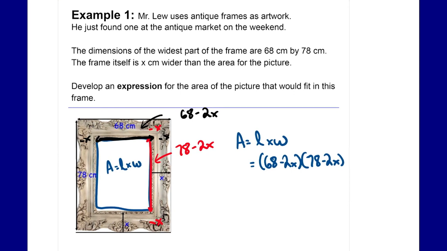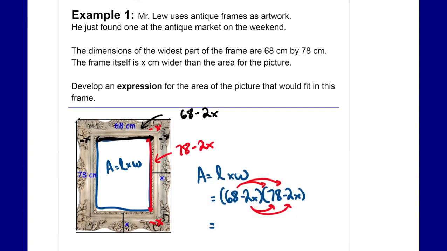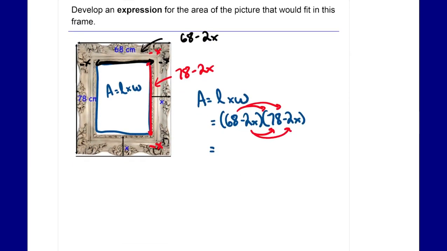Again, going to what we looked at in grade 10, we're going to use what's called the distributive property. Essentially, that is everything in the first bracket has to multiply everything in the second bracket. So I'm going to use arrows to help show that. The 68 is going to multiply the 78 and the negative 2x. The negative 2x is going to multiply the 78 and the negative 2x. I'm going to write this out fully. Actually, let me just move this down to give myself more room. Now, you may skip this step if you are comfortable with multiplying. You can go right to the answers.